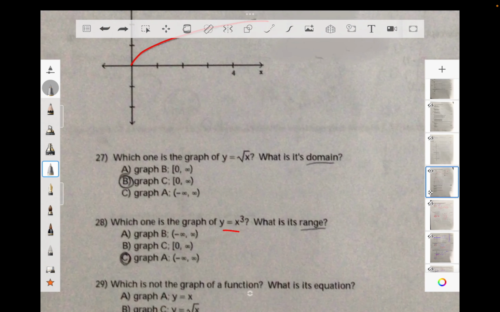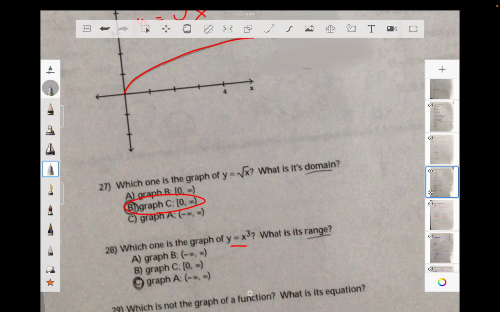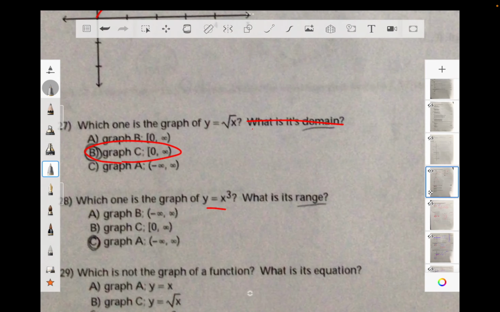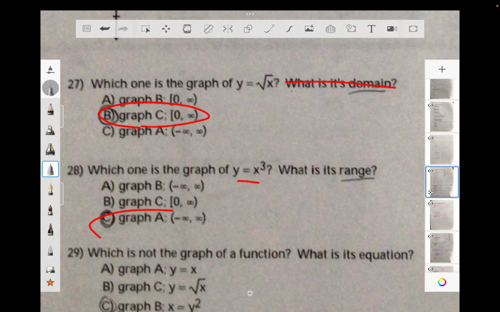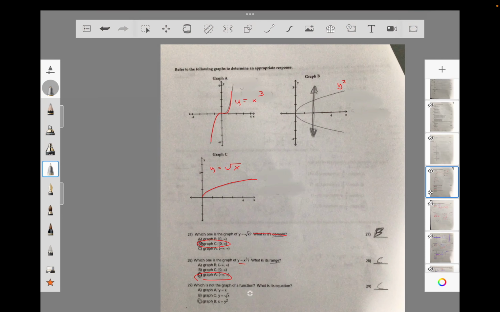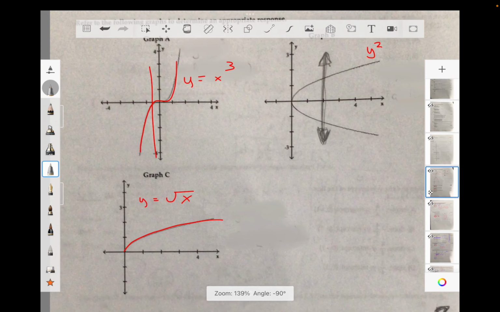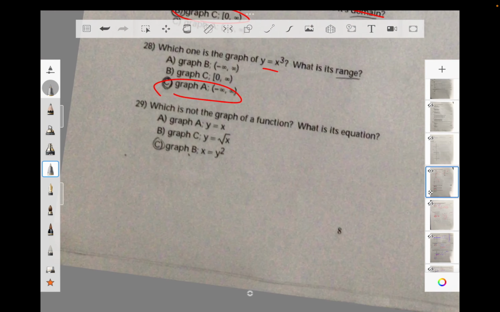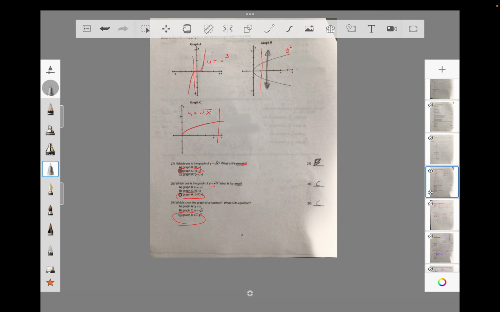Which one of the graphs is y equals root x? That's graph C. We don't even need the rest of the question. Which one is x cubed? It's graph A. We don't even need the rest of the question. Which is not a graph of a function? If you do the vertical line test and it passes through 2 points, then it's not a function. This passes, this does not pass. It's graph B. I think that is the whole question.